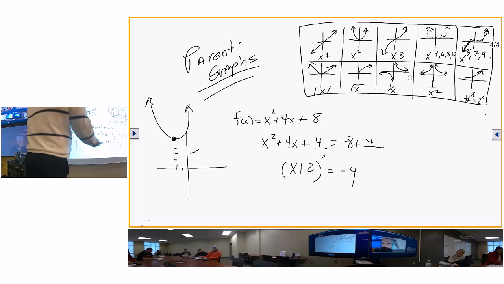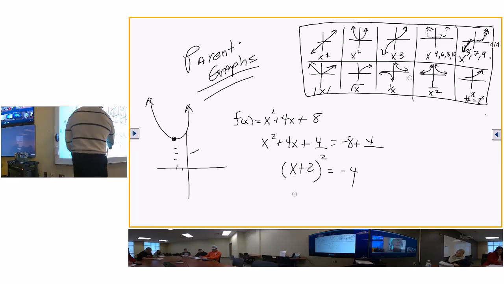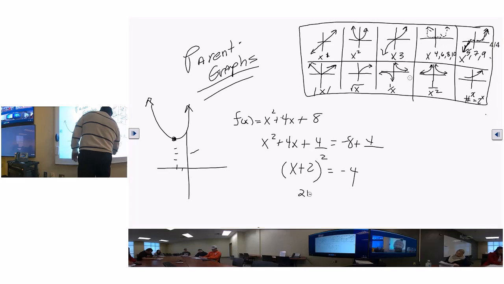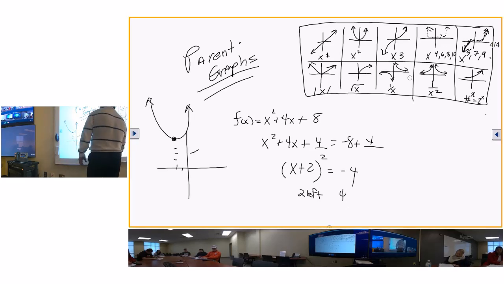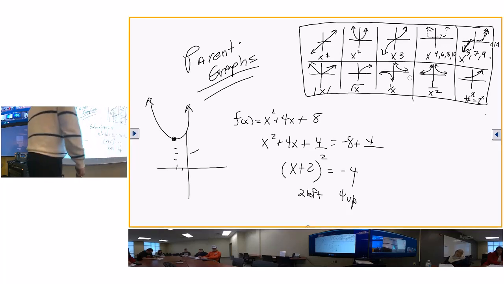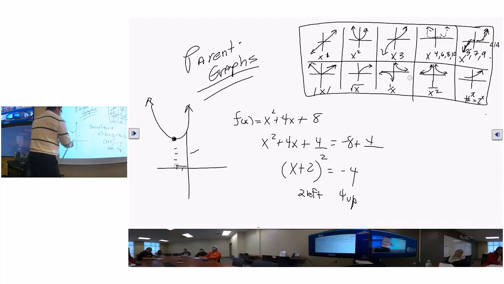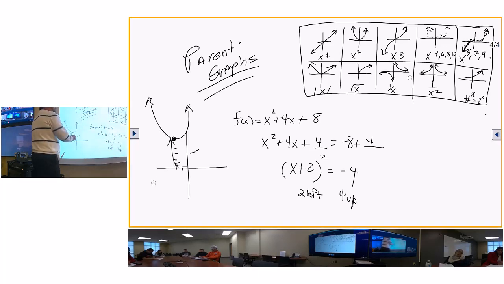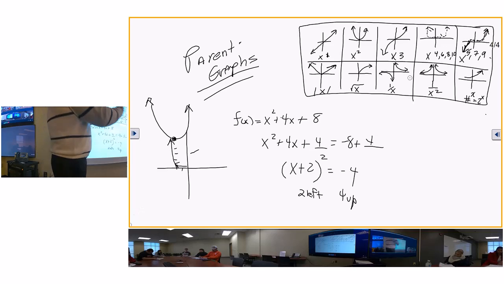So my horizontal shift is 2 to the left, and my vertical shift is what? 4, should be 4 up. I just take the opposite of both, okay? So I had a horizontal shift of 2 to the left and 4 up. Now, does that apply to the rest of these?